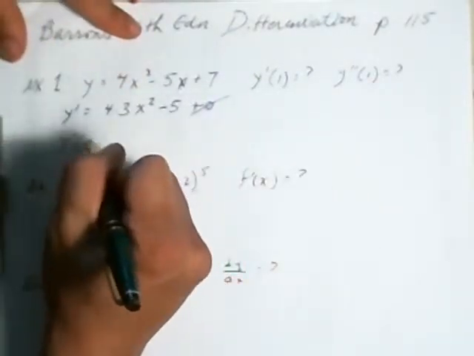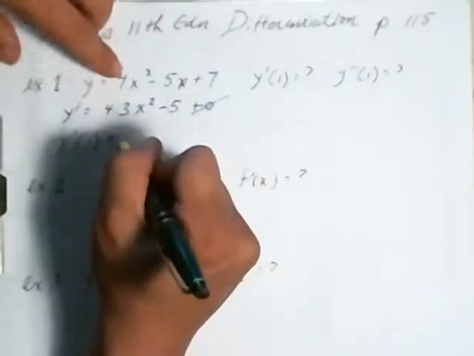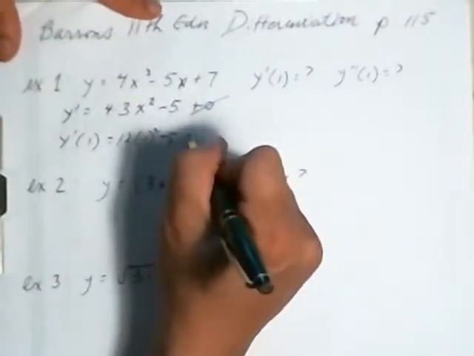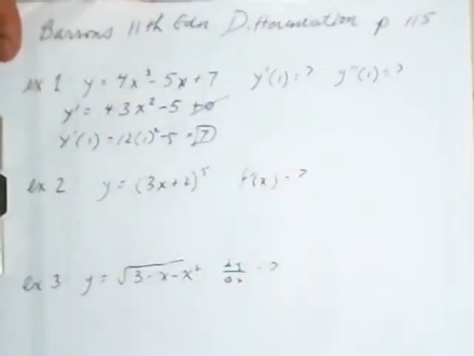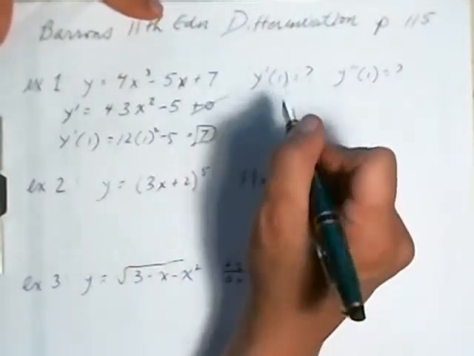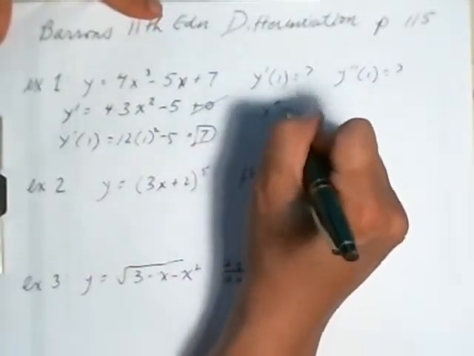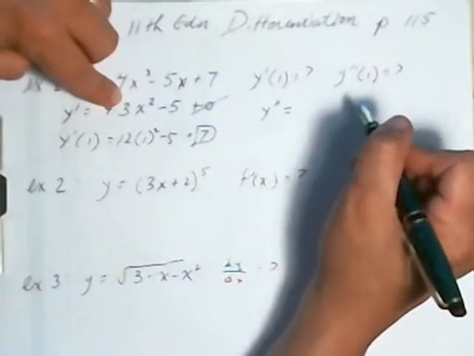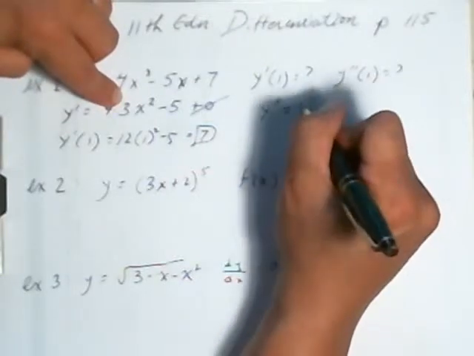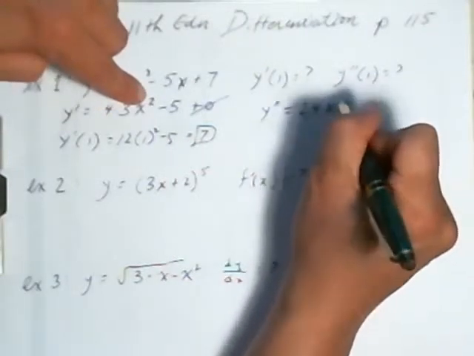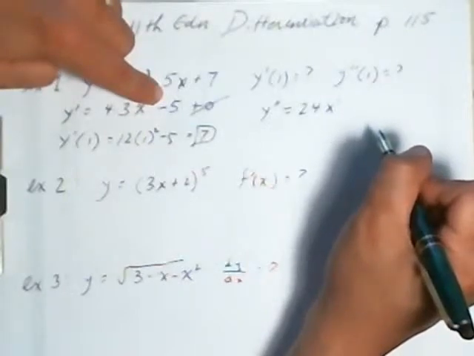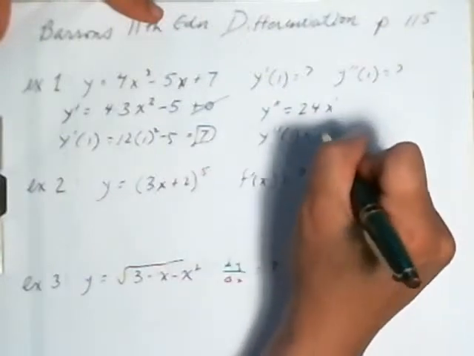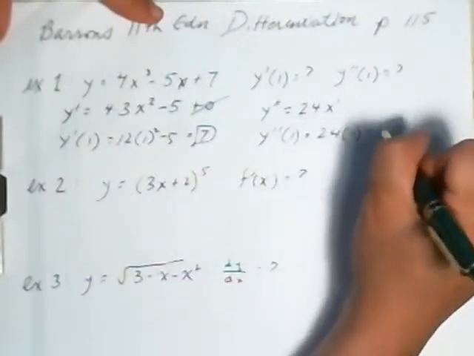So what's y prime of 1? That's 12 times 1 squared minus 5. 12 times 1 squared is 12, minus 5, which is equal to 7. There it is right there. The second one is, let's take the double derivative. 12 times 2 again. 4 times 3 is 12, times 2 is 24, x to the first, and then the derivative of the constant is 0, so that's your second derivative. So y double prime of 1 is equal to 24 times 1, which is equal to 24.